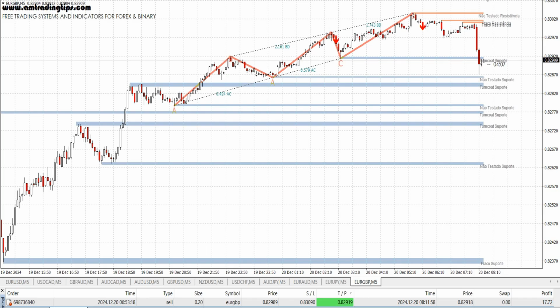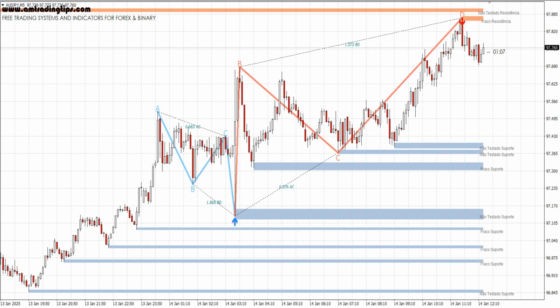Now that we've locked in a win, it's time to find our next trade setup. But here's the key. Patience is everything. Don't rush into trades. Wait for the right signal that aligns with our strategy and rules to maximize your success.